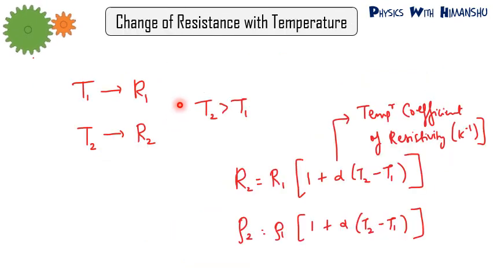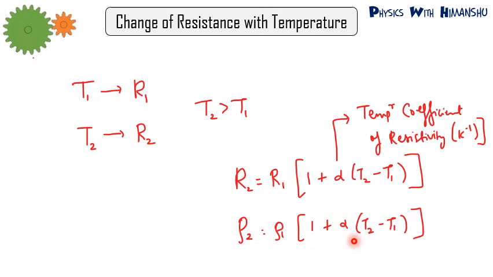Similarly, remember that with increase in temperature, resistivity will increase, and if resistivity increases, then resistance will also increase. So suppose at temperature T1, resistance is R1, and at temperature T2, resistance is R2, and if T2 is greater than T1, then R2 will be given by R1 into bracket 1 plus alpha into T2 minus T1. Alpha is the temperature coefficient of resistivity whose SI unit is Kelvin inverse. The same formula applies for resistivity also: R2 equal to R1, 1 plus alpha T2 minus T1.